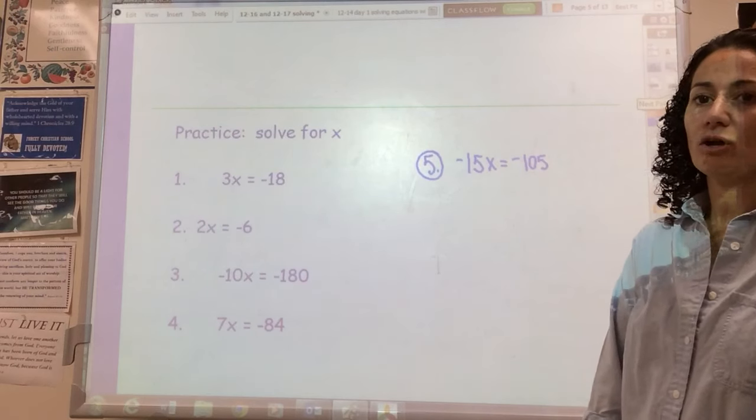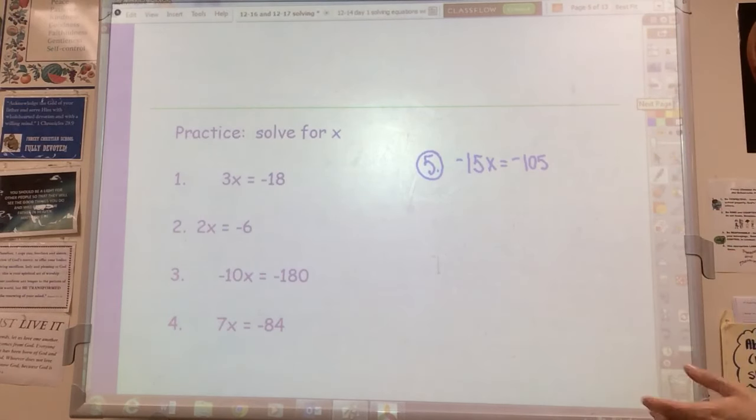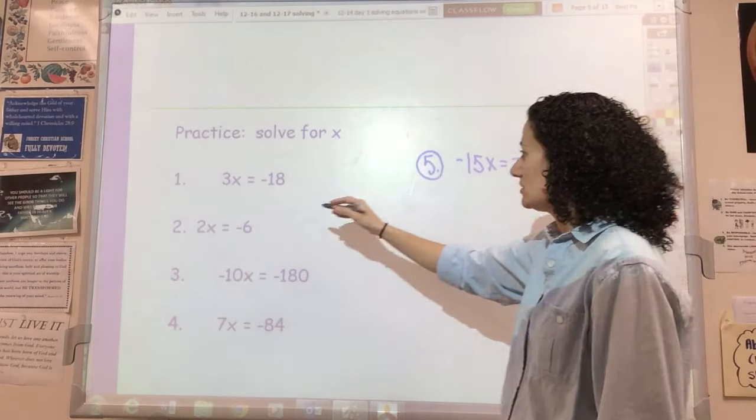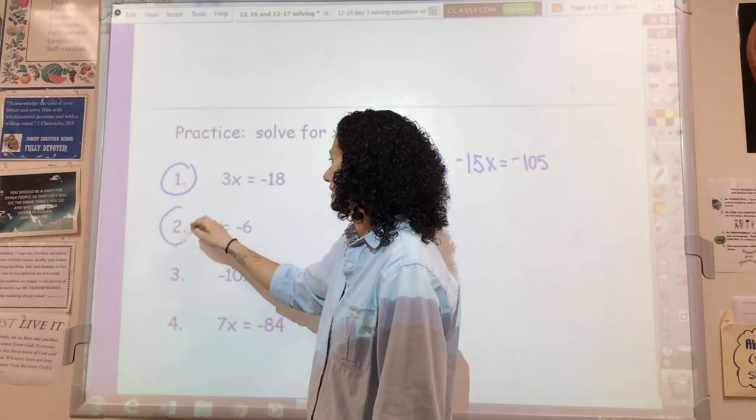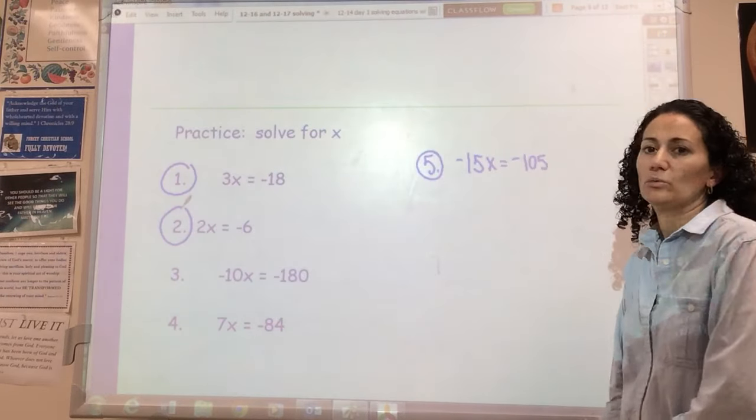Why don't you try a couple of multiplication equations? See if you can solve these by using the steps I just showed you. Make sure you show your work algebraically. I'd like you to just try number 1 and number 2 right here. Pause the video and then we'll check your work.